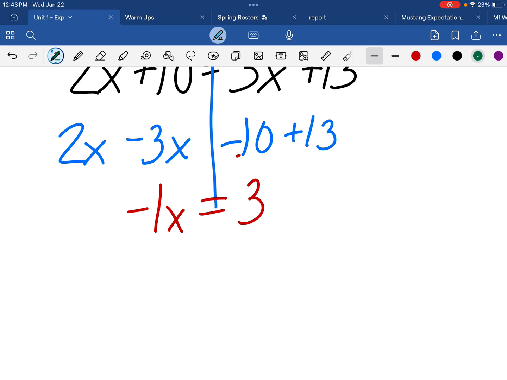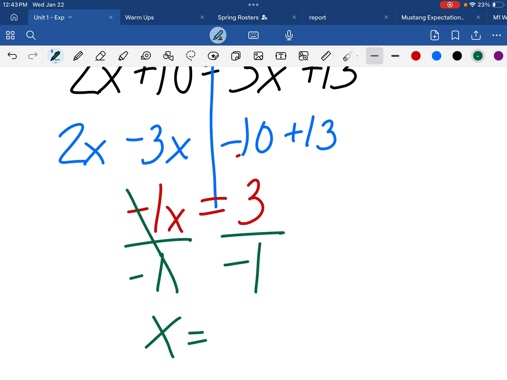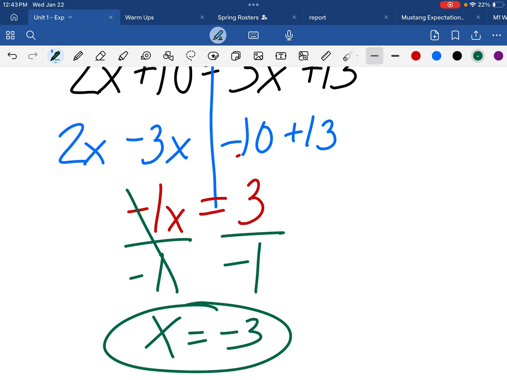But look at it a little closer. It's a negative 1x. So we have to get rid of that negative. We have negative 1 times x. So we're multiplying. So we can just divide to get rid of that negative 1. So we get x equals 3 divided by negative 1 is negative 3.